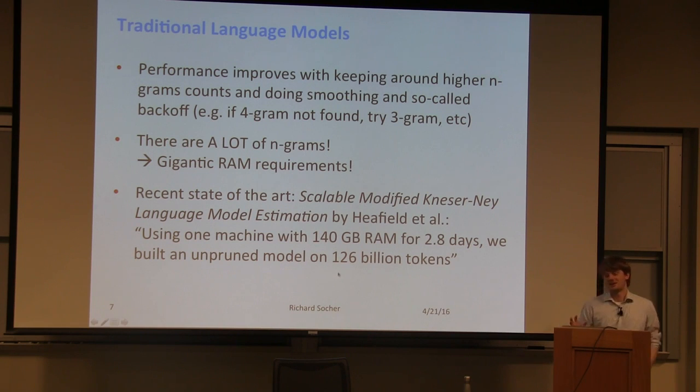And so the best thing they could do after a lot of very low-level optimization was to have one machine with 140 gigs of RAM, trained for 2.8 days, and built a single model with 126 billion tokens. And that's basically a huge requirement. So you could never run that kind of model on your cell phone, right?